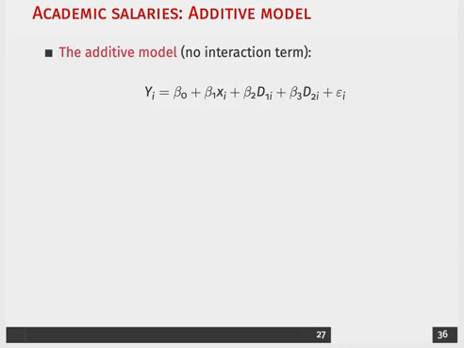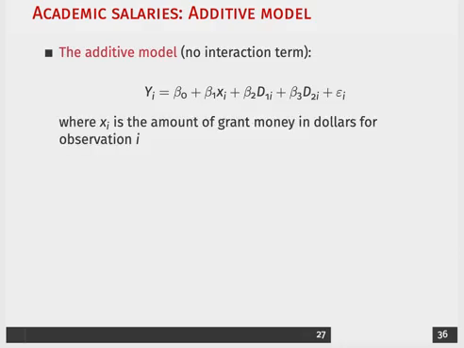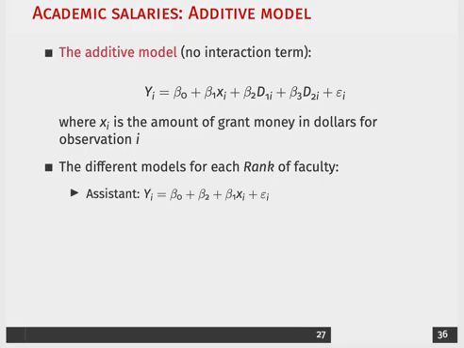But for right now, we are just using an additive model in which we are adding the two dummy variables and their relationships together in our fitted line. So where X, remember, is the grant money in dollars, and D1 is going to be for assistant, and D2 is going to be for associate. And I'll give you a second to remind yourself what the baseline is.